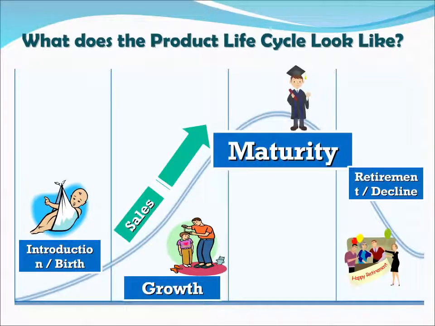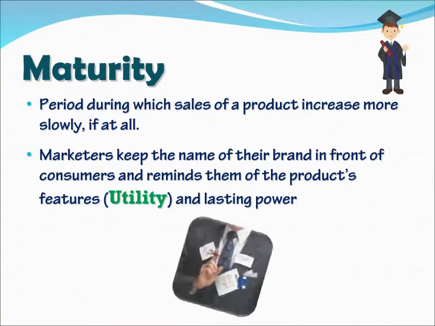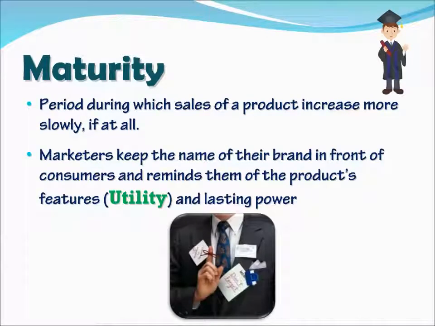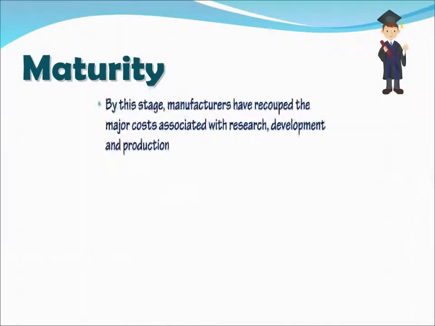So sales are increasing, but they increase to a point and hit a peak, and we call this peak the maturity stage. When products hit the maturity stage, this is where sales really start to level off, right? They might still increase, but at a much slower rate. So marketers want to keep their brand out in front of the consumer and remind them as much as possible of the features, the utility, the lasting power of the product. They're not necessarily going to generate new sales. They really just want to keep those returning customers coming back and buying their product.